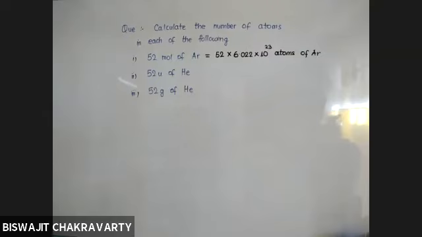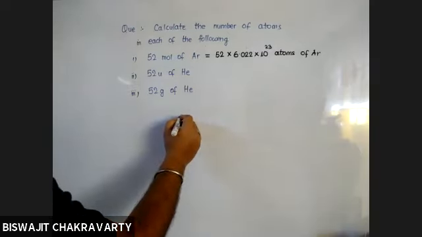Now let's see the second one. It is U, which means atomic mass. It's not gram atomic mass, it is atomic mass unit. What is the atomic mass of helium in terms of atomic mass unit? Sir, 4U. So if 4U is one helium atom, then how many helium atoms will 52U be? Sir, 13. Okay.